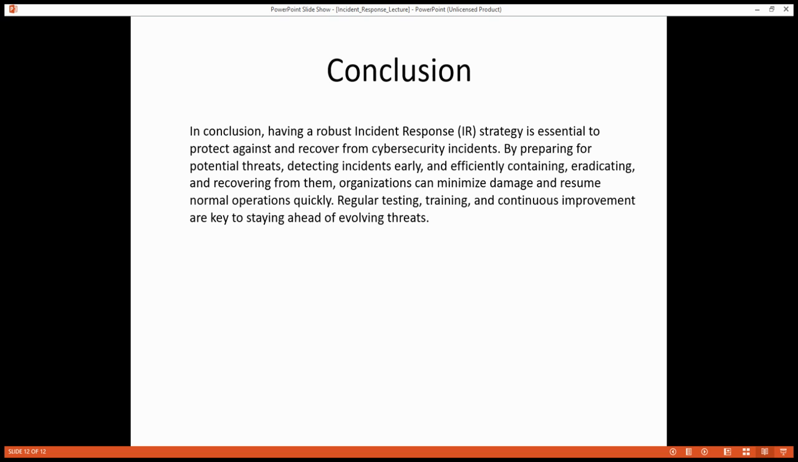Conclusion. In conclusion, having a robust incident response (IR) strategy is essential to protect against and recover from cybersecurity incidents. By preparing for potential threats, detecting incidents early, and efficiently containing, eradicating, and recovering from them, organizations can minimize damage and resume normal operations quickly. Regular testing, training, and continuous improvement are key to staying ahead of evolving threats.